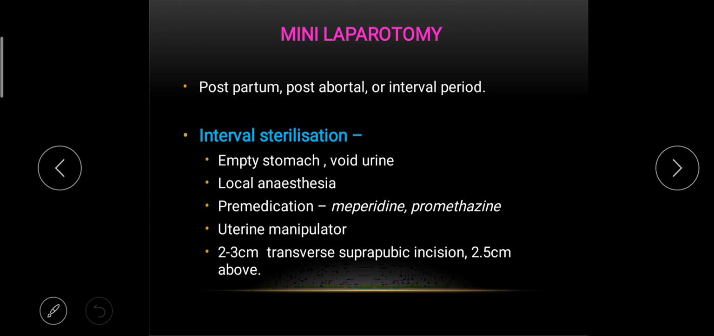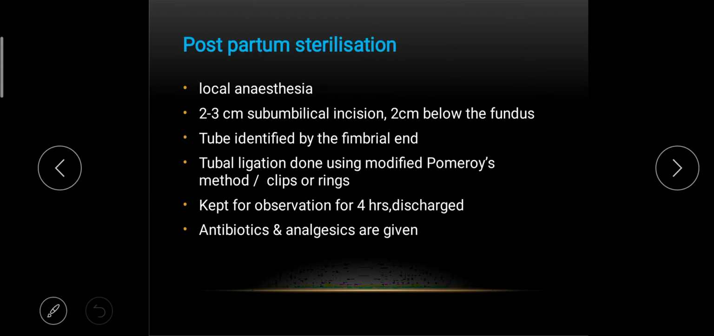For interval sterilization, the patient should be on an empty stomach and empty the urine, local anesthesia should be given, and pre-medication with meperidine and promethazine, and a uterine manipulator is used. A 2 to 3 centimeter transverse suprapubic incision is made. For postpartum sterilization, under local anesthesia, a 2 to 3 centimeter subumbilical incision is made, 2 centimeters below the fundus, and the tube is identified by the fimbria. Tubal ligation is done using the modified Pomeroy method, clips or ring. The patient is kept for observation for 4 hours, then discharged, and antibiotics and analgesics are given.